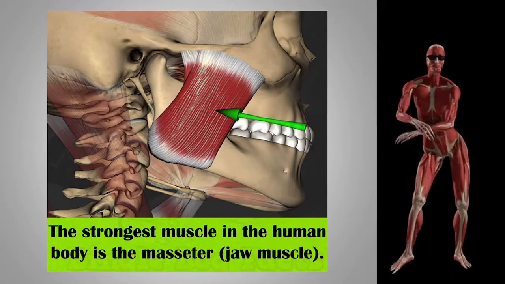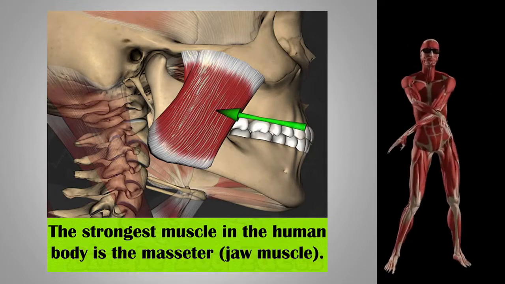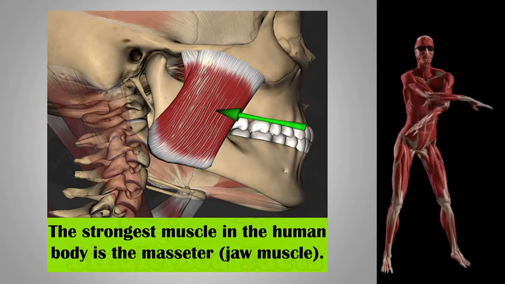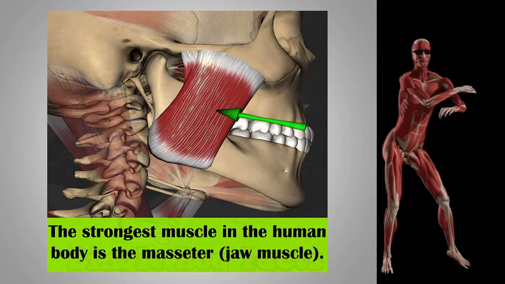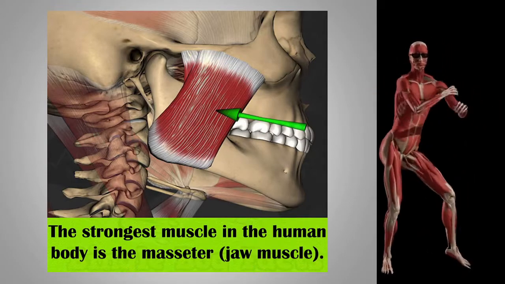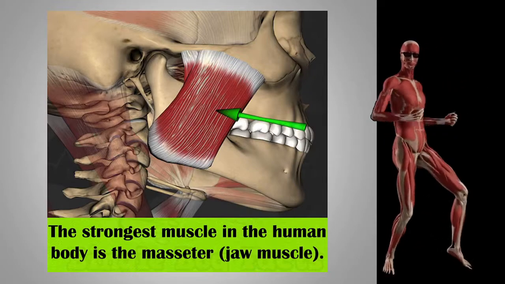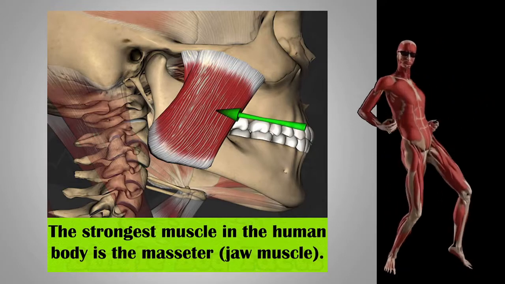Then we have the strongest muscle in the human body, which is found in the face, in the jaw. That is the masseter. The masseter is helpful every time we chew food. So it's very powerful. It's able to crush food. We are able to grind food because of the help of our masseter.